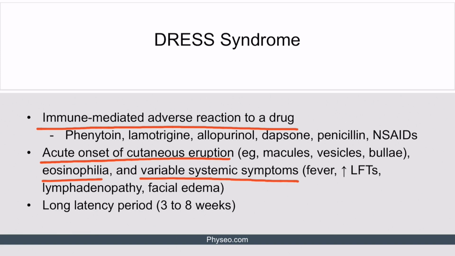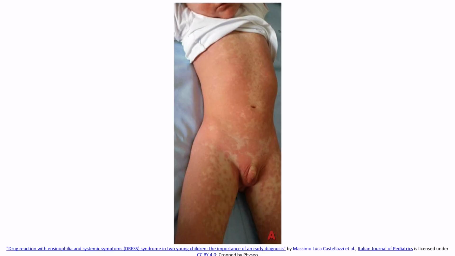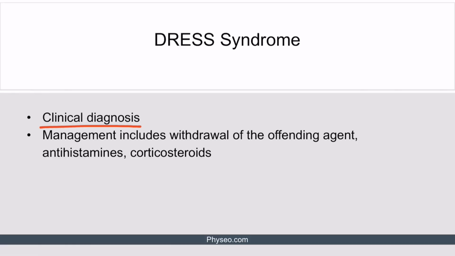Characteristically, DRESS syndrome has a long latency period before symptoms develop, ranging from 3 to 8 weeks. This can be a good clue in an exam question. This is a child with DRESS syndrome who developed a widespread confluent maculopapular rash over his body. DRESS syndrome is a clinical diagnosis. Management consists of withdrawal of the offending agent and pharmacotherapy with antihistamines or corticosteroids.